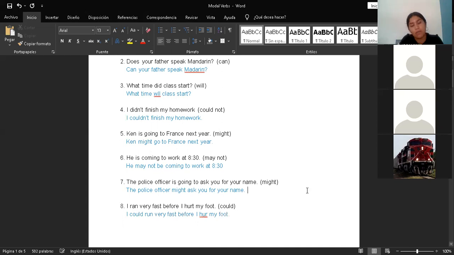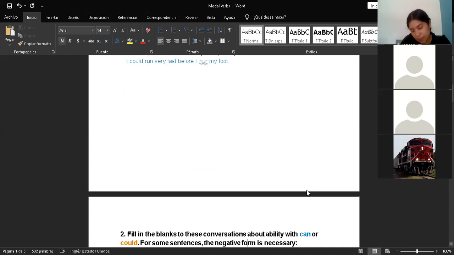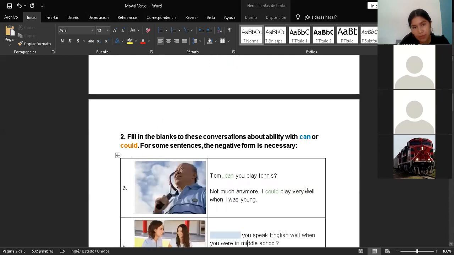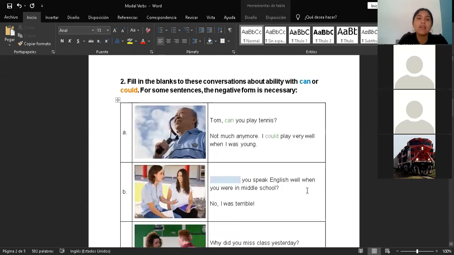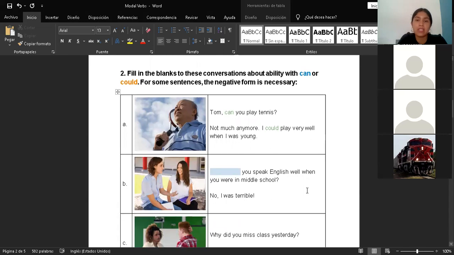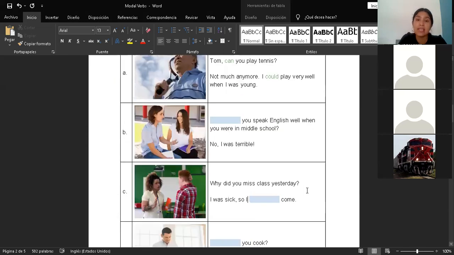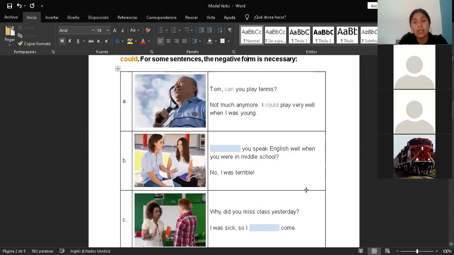Okay, let's go to the next part. And here it says, fill in the blanks to these conversations about ability with can or could. For some sentences, the negative form is necessary. For example, the first one, Tom, can you play tennis? And then the answer says, not much anymore. I could play very well when I was young. So remember, can is for the present and could is for the past when we're talking about ability, okay?